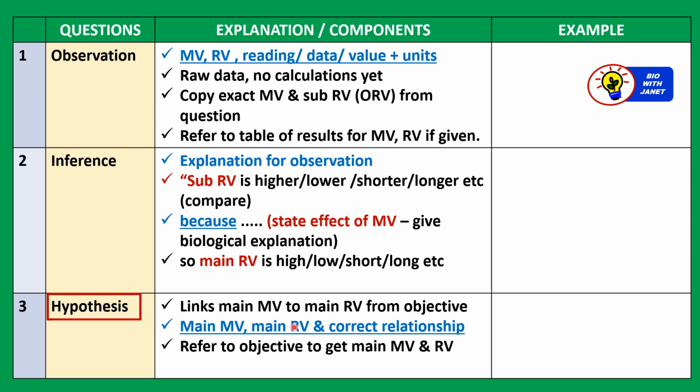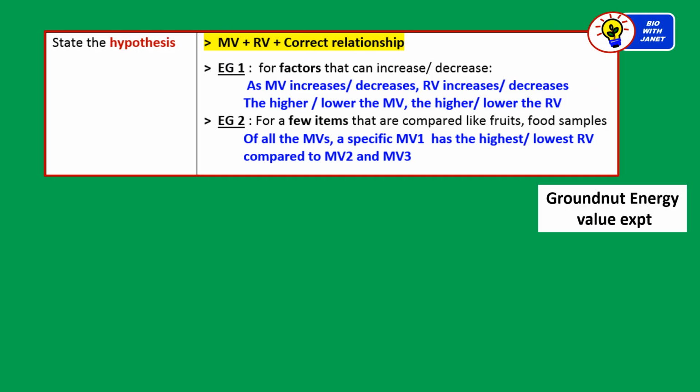Now, what do we mean by the main MV and RV? These are taken from the objective or aim of the experiment that was stated at the beginning of the paragraph. Okay, sometimes the main RV and the sub RV is the same thing. All right, so it depends on the objective that is stated at the beginning of the experiment. Okay, so always refer back to the objective before you write your hypothesis, the objective that you underlined at the beginning of the experiment. So let's look at some examples.